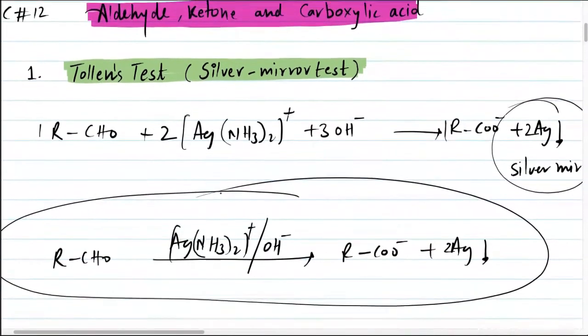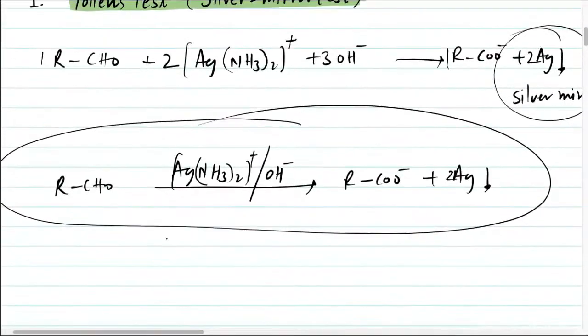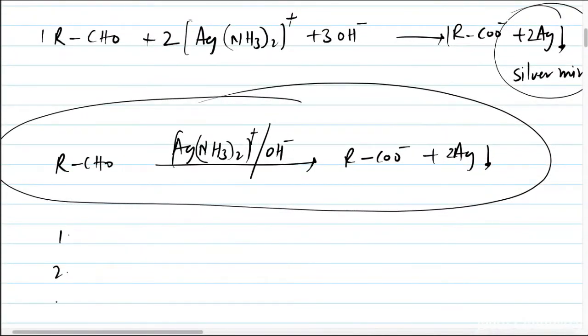And for the second one, 1, 2, 3, these are some very important topics to be discussed. All aldehydes confirm this test. All aldehydes confirm this test. Clear? Either aliphatic or aromatic, all aldehydes confirm this test. Okay, ketones do not give this test.